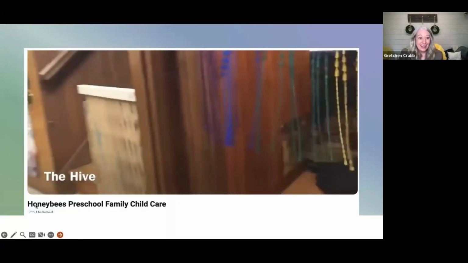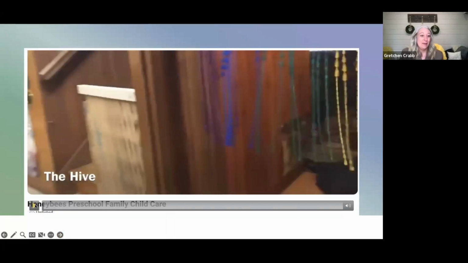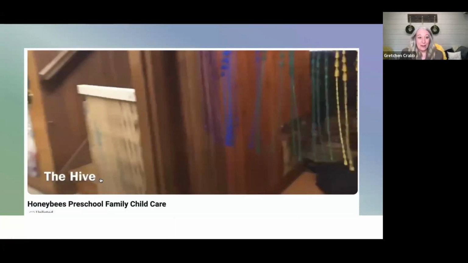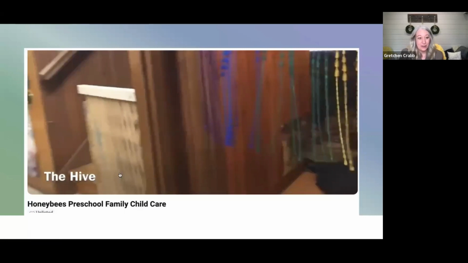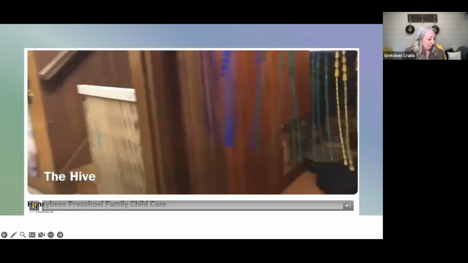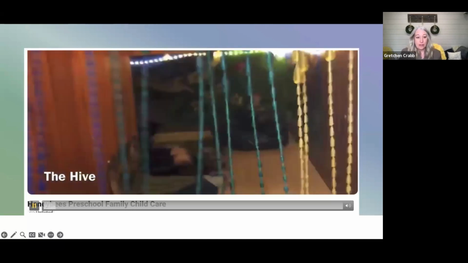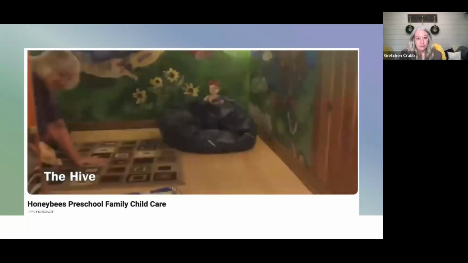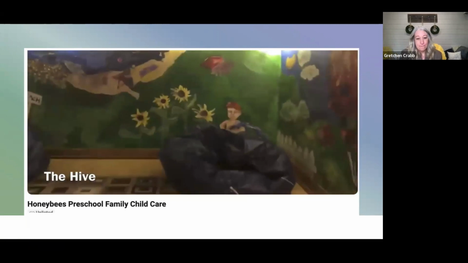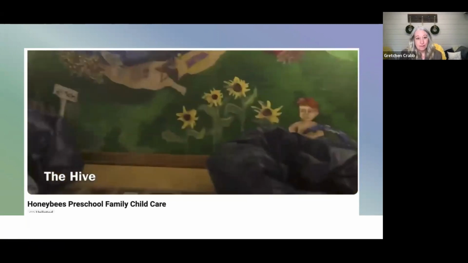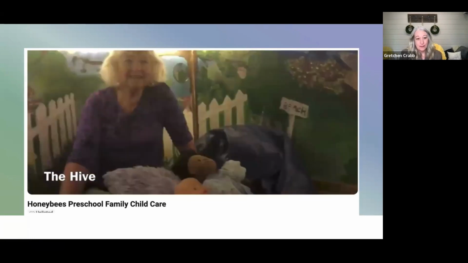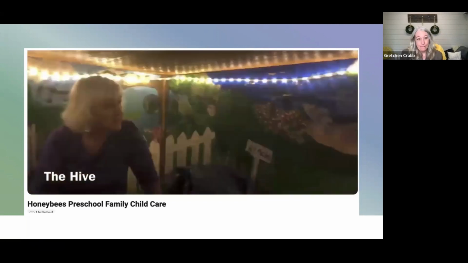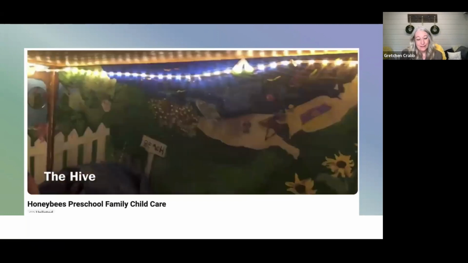Okay, I'm going to again give you an example from Honeybees in a space that Denise used to have that was called the Hive, that I think is a beautiful representation of a parent space. This area is called the Hive, and many times all 8 children are in here together. The paintings on the wall were done by one of my teachers, and it's each season of the year. Children can bring whatever they want into the hive.